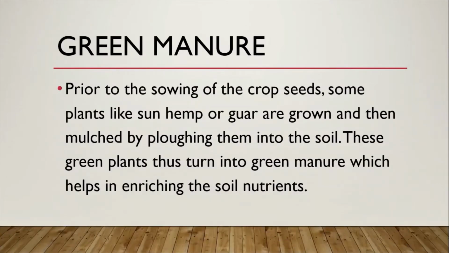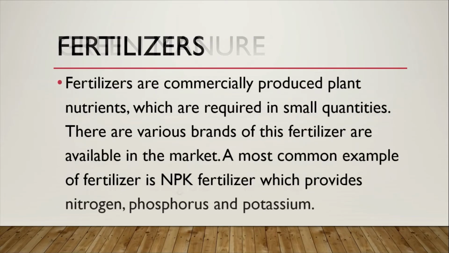Green manure. Prior to the sowing of crop seeds, some plants like sun hemp or guar are grown and then mulched by plowing them into the soil. These green plants thus turn into green manure, which helps in enriching the soil nutrients.